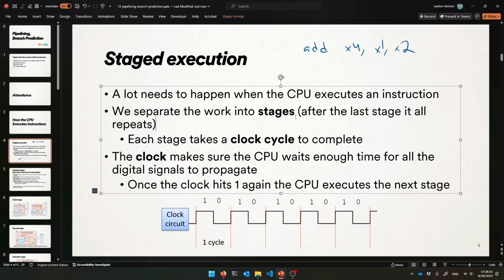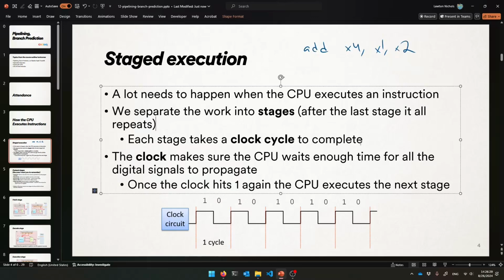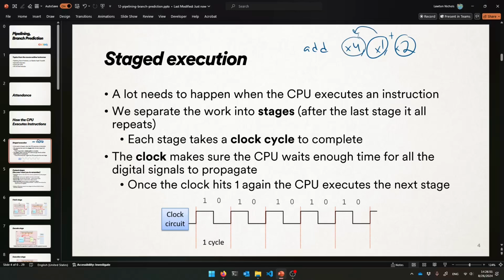There's a bunch of stages that take up the time that you take to execute an instruction. Again, that's very vague, and every stage we'll say takes a clock cycle to complete. So here's the idea. There are some stages for go get the data, go get the registers x1 and x2 as you're executing this add instruction. There's a clock cycle for that. Then there's a clock cycle to go and add them up in the ALU. And then there's another clock cycle to take that answer and shove it into x4, the register.